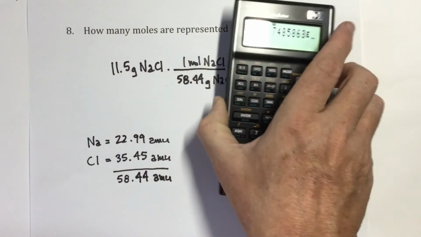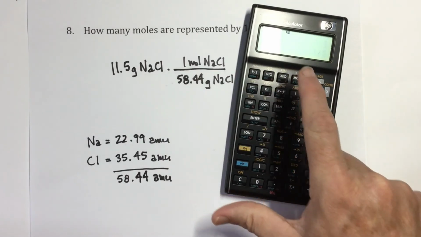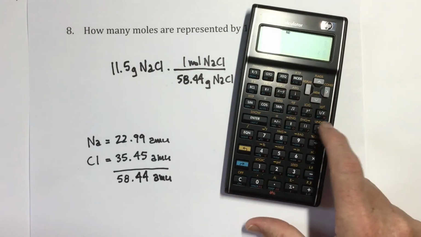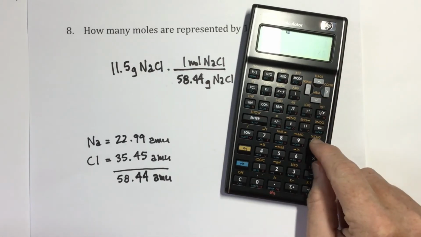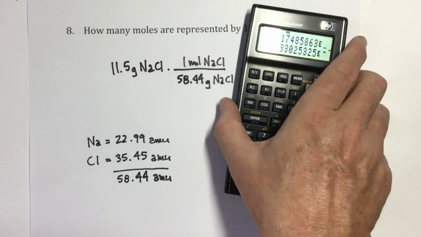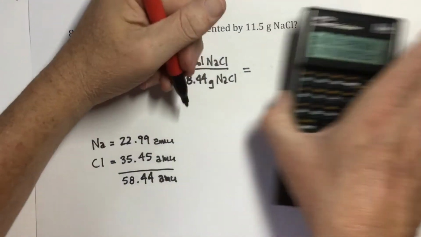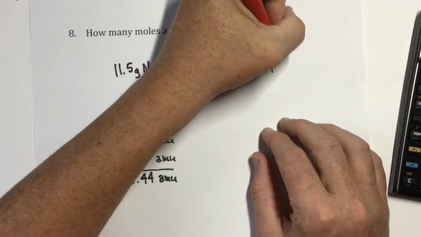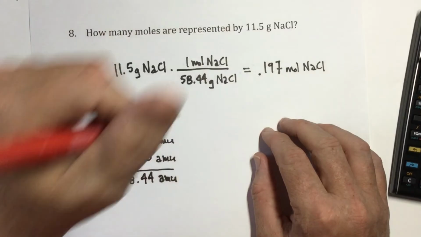So I just do that math. Alrighty. 11.5. Oh, hang on. I put 1.5, 11.5. And divide. Boom. That is 0.1967. I should have 3 sig figs, so I'll be 0.197. 0.197 moles of sodium chloride. All right, let's see what's coming up here. Number 9.